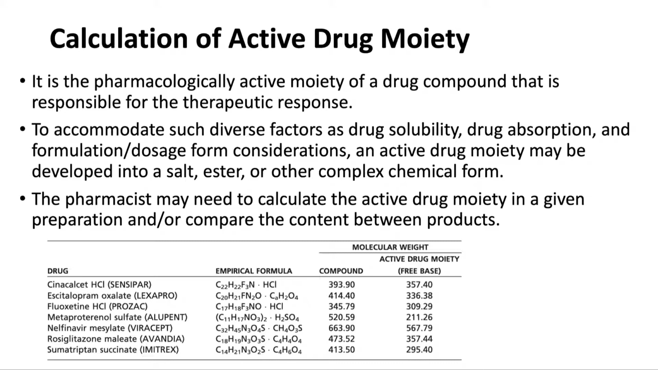Escitalopram, while that's the active moiety, is actually formulated as the oxalate form of it. There's metoprolol sulfate, there's mesylate, there's maleate, there's sumatriptan succinate. And different salts are required for different reasons, for different chemicals, based off of what the issue is to formulate it. And that's well beyond the scope of this course.